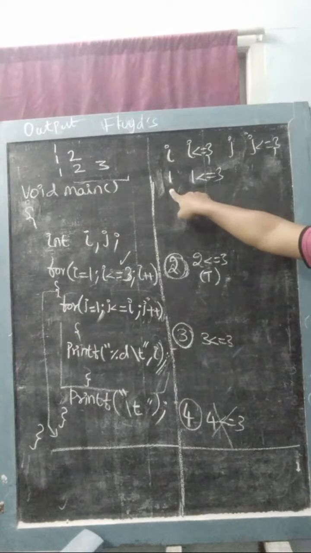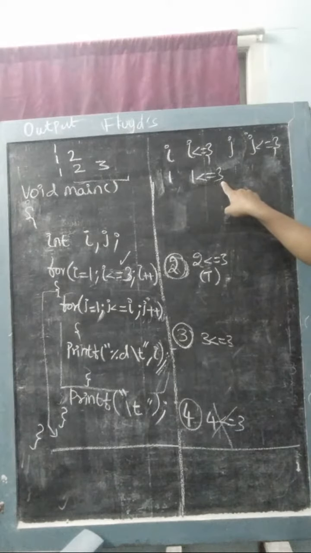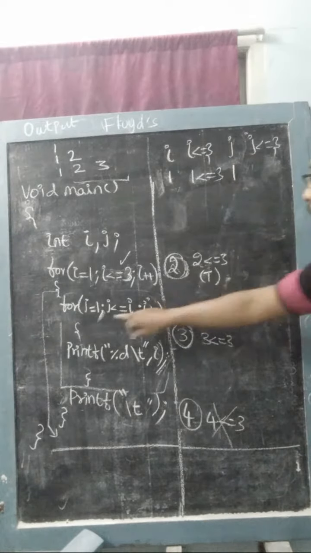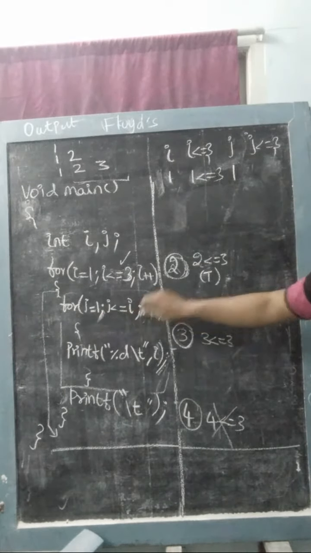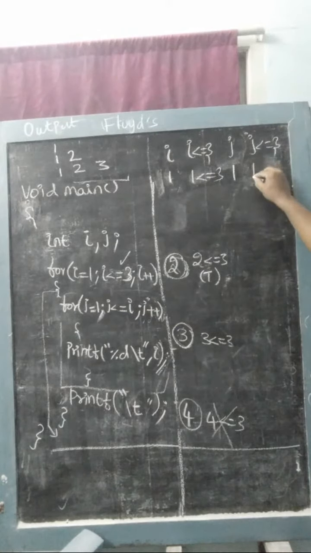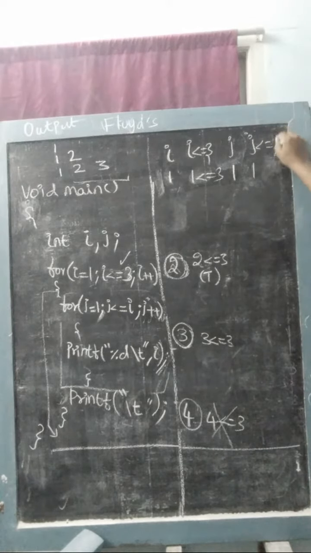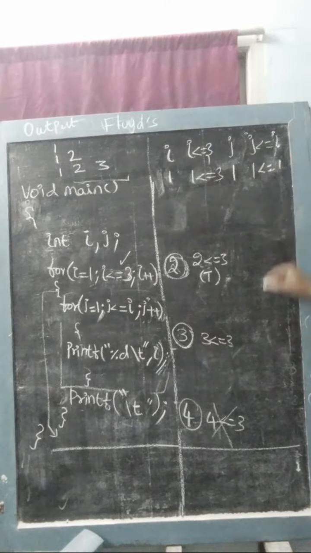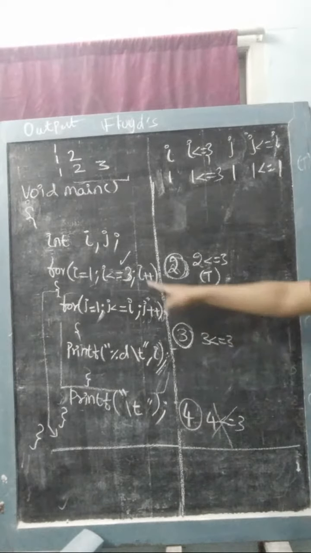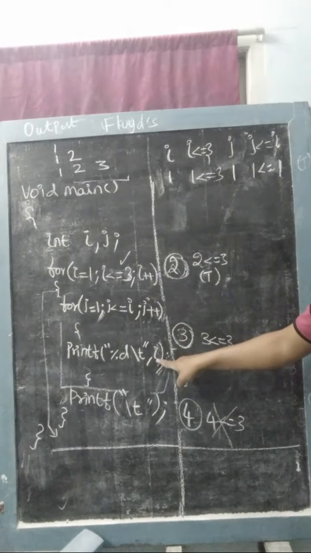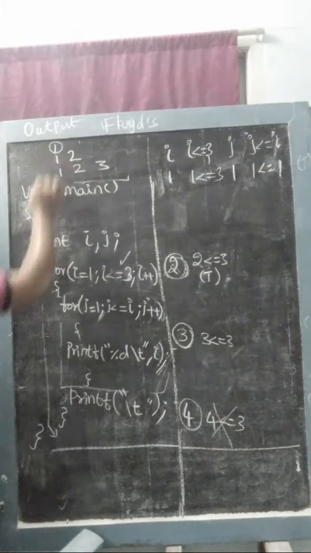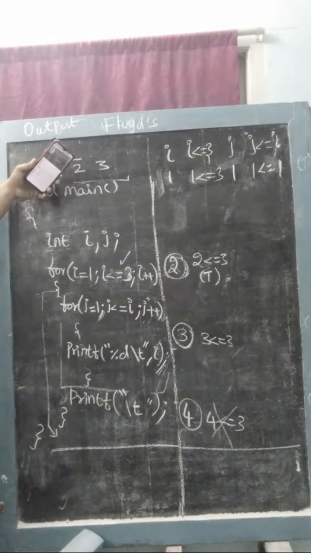The first iteration, i is equal to 1, i less than or equal to 3. The condition is true. Coming to j is equal to 1. j less than or equal to i. j is 1. What is the i value? That is 1. So 1 less than or equal to 1, the condition is true. The condition is true means the i value will be printed. So 1 is printed.